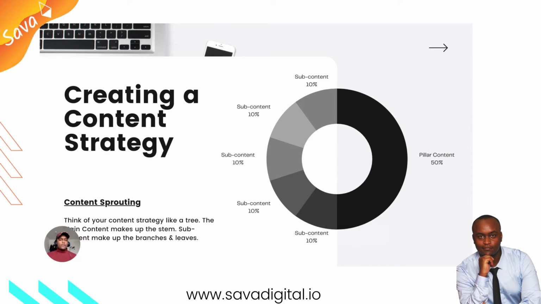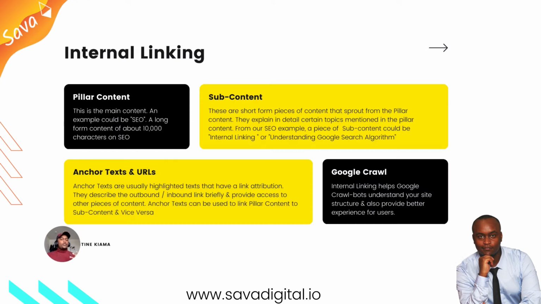Now, speaking about creating a content strategy, one of the strategies we also talked about recently on the podcast was content sprouting. This has the analogy of thinking of the content on your website as a tree. You have the stem, which is your pillar content or your main content, and then you have other small pieces of content sprouting out from it, what we could term sub-content, that make up the branches and the leaves. First and foremost, this gives you a roadmap in terms of how you write articles on your website.